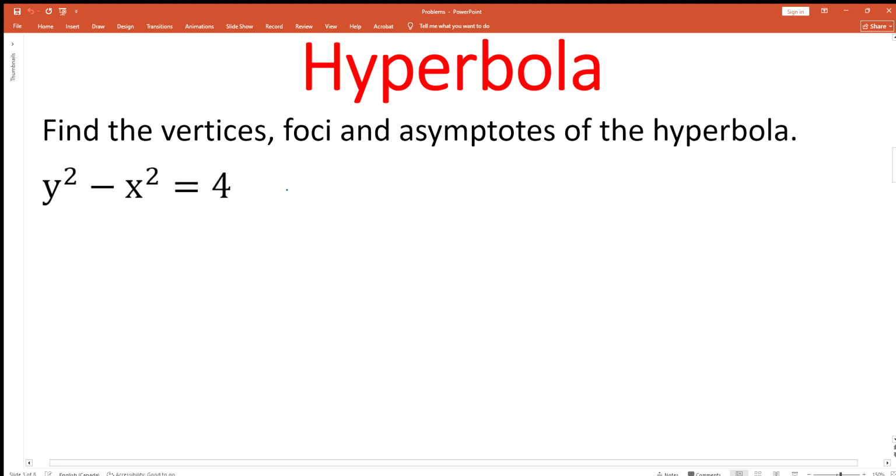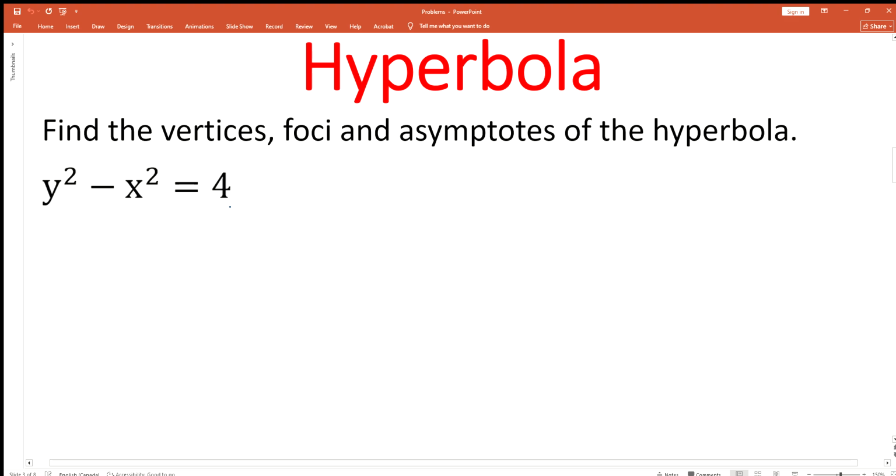In this video, we'll solve a hyperbola problem. As per the problem, find the vertices, foci and asymptotes of the hyperbola. We are given the equation of the hyperbola, y squared minus x squared equals 4. As you can see, this equation is not in standard form. We should start by changing this equation to standard form.